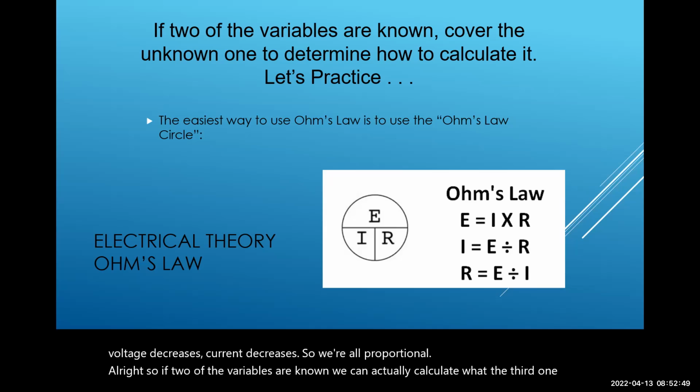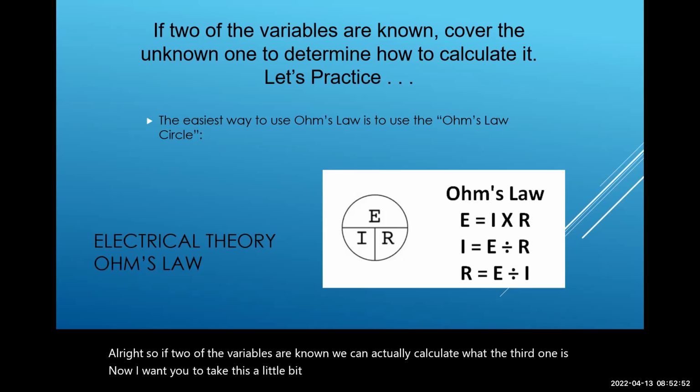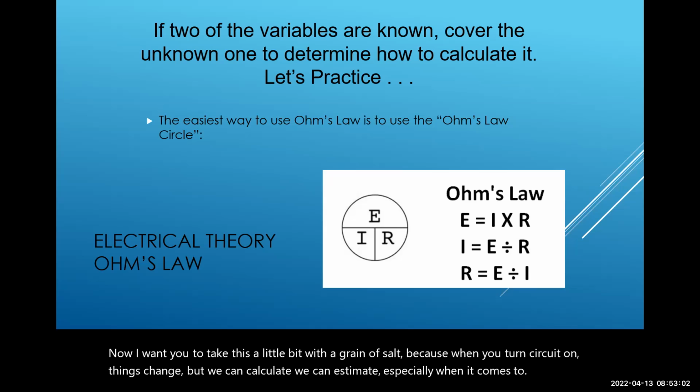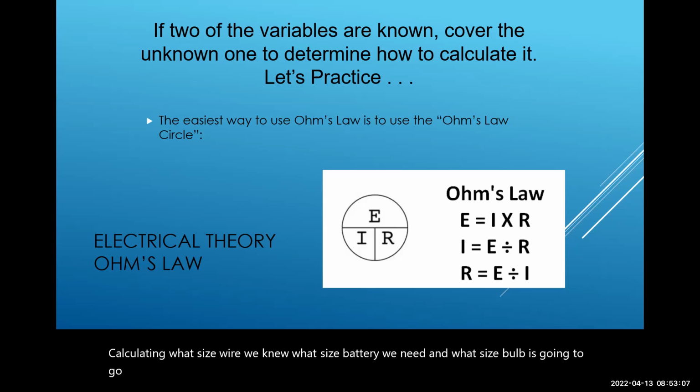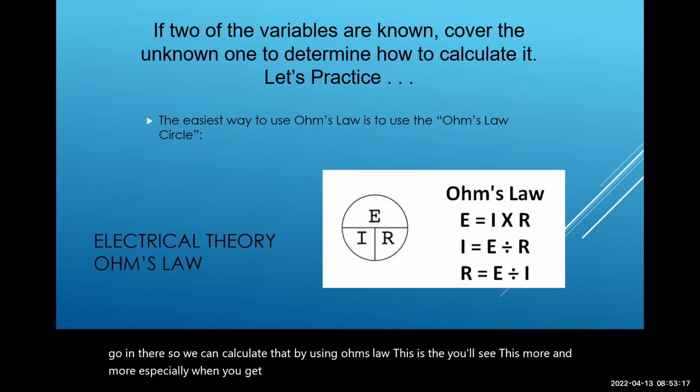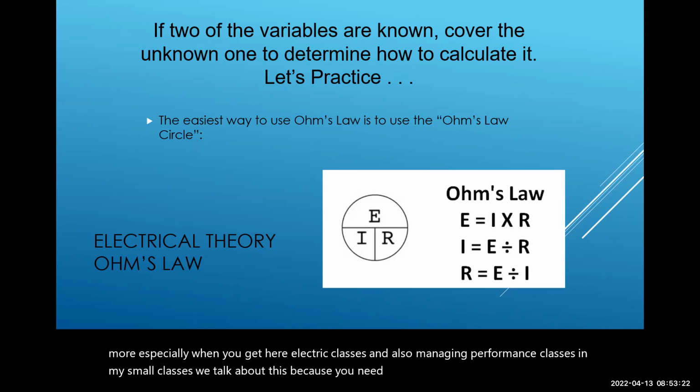Now, I want you to take this with a grain of salt, because when you turn the circuit on, things change. But we can estimate, especially when it comes to calculating what size wire we need, what size battery we need, and what size bulb is going to go in there. We can calculate that by using Ohm's law. You'll see this more and more, especially in your electrical classes and also in energy performance classes. In my smog classes, we talk about this because you need to know this. So this is an easy way of doing it.